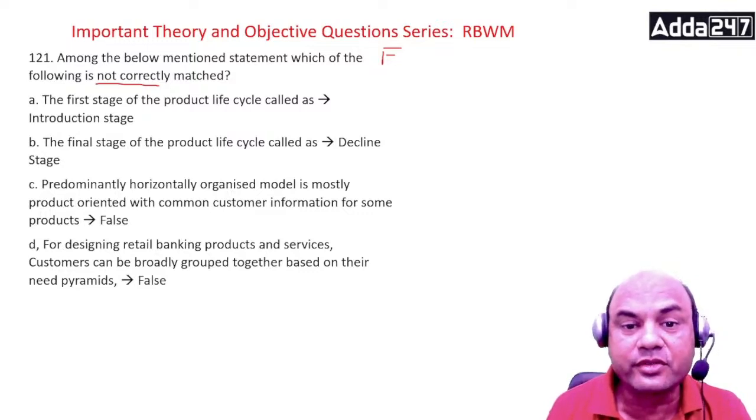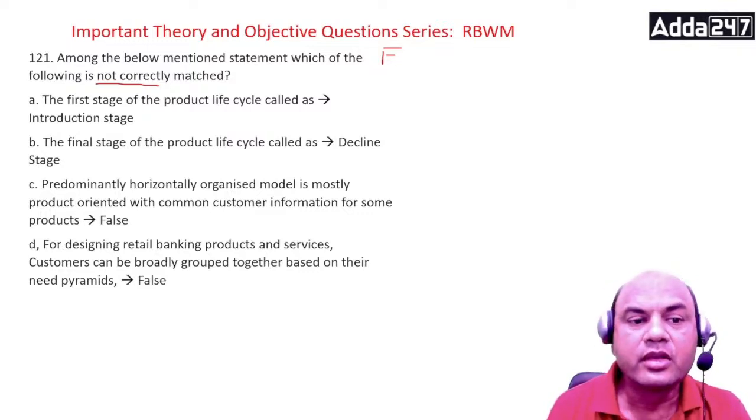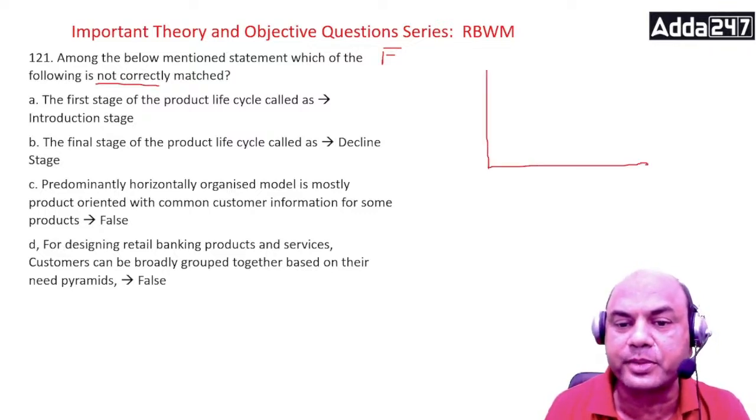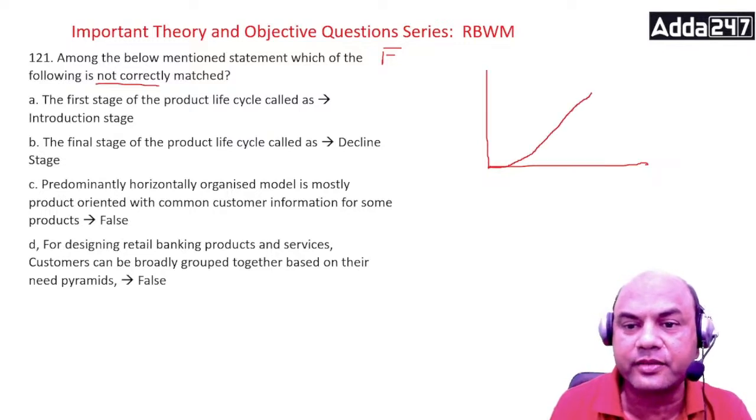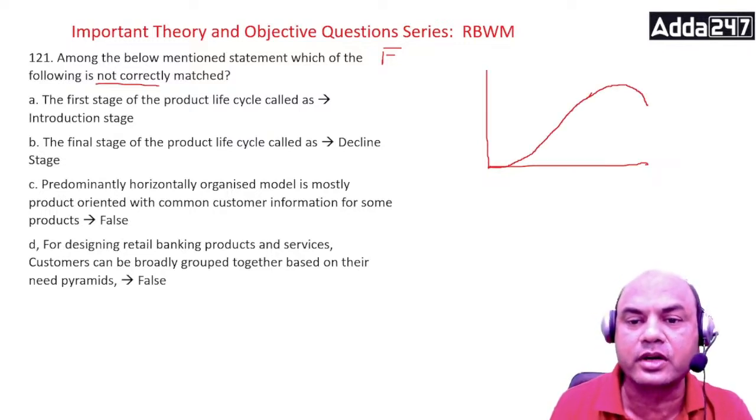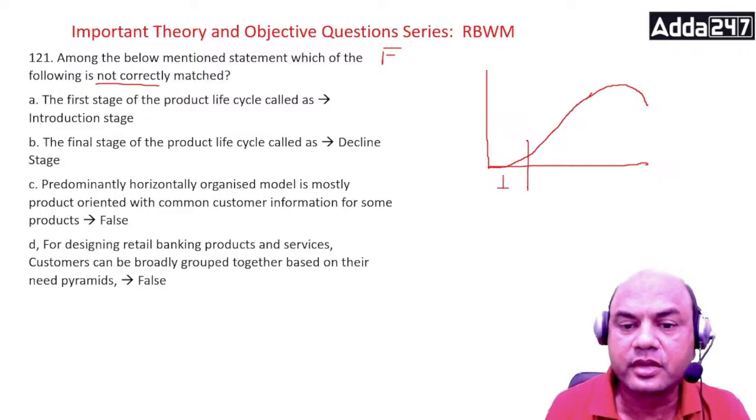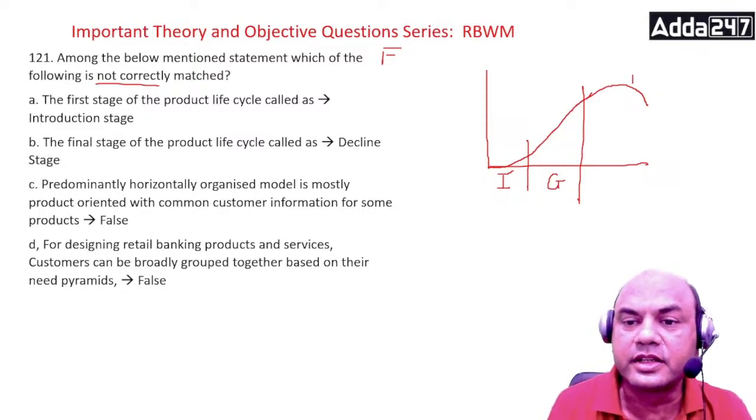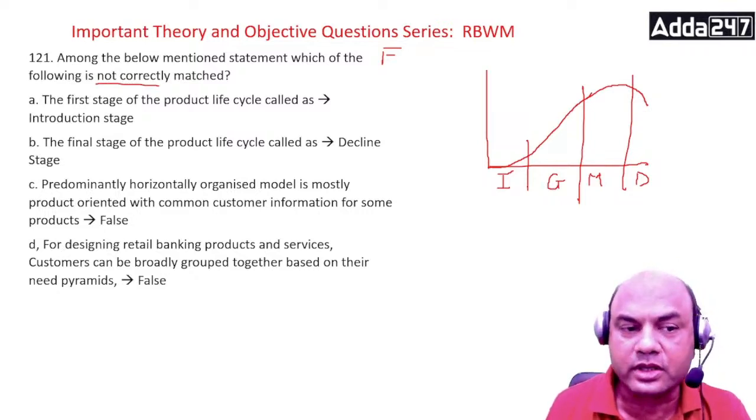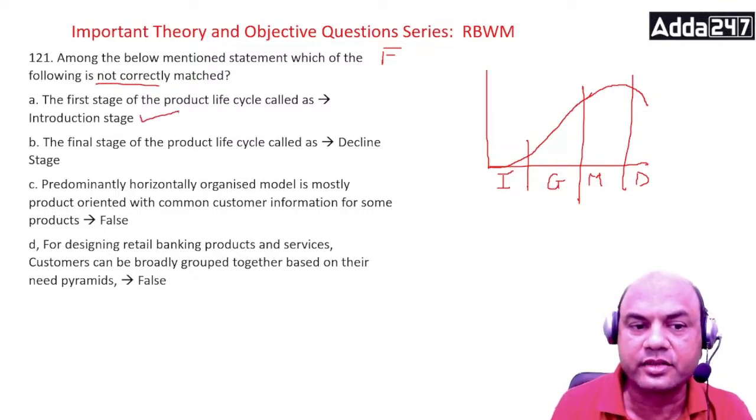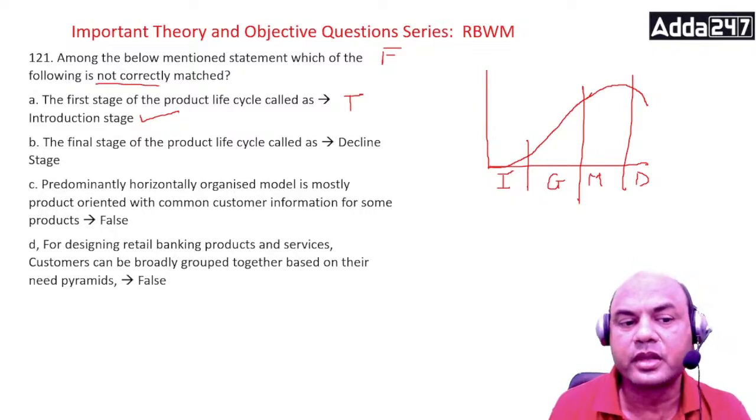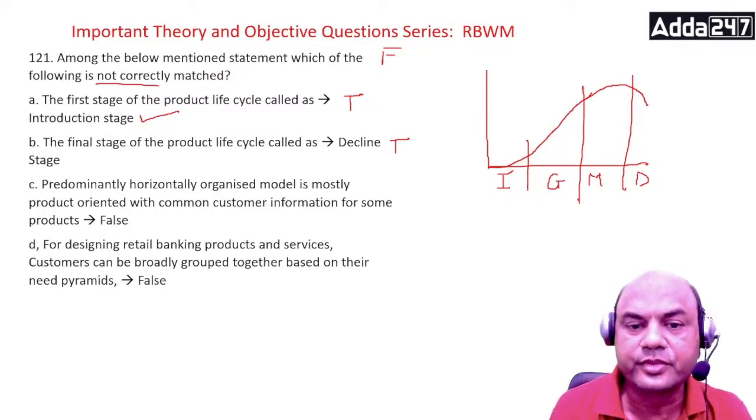So which of them is not correct? The first stage is introduction. Let's see one by one. What is a PLC, product life cycle? It's like this, right? This is your PLC. This is introduction. This is growth. This is maturity, and last one is decline. So first two are correct. Introduction, done. So this is true. The final stage is decline. See this decline over here. This is true. So both are true.